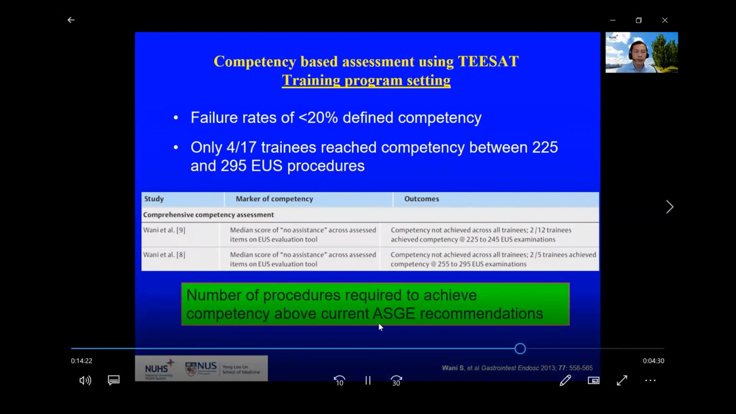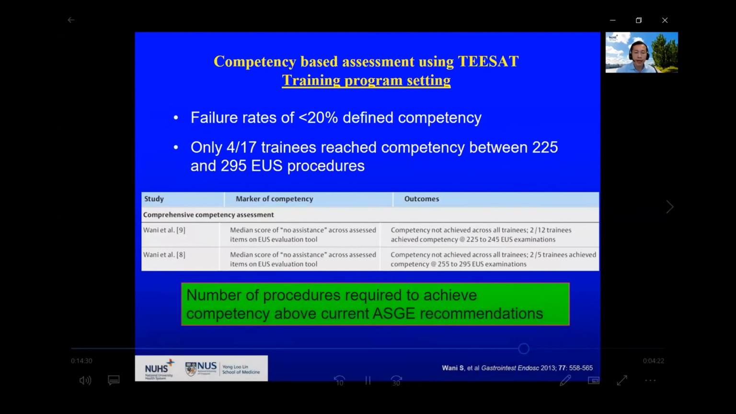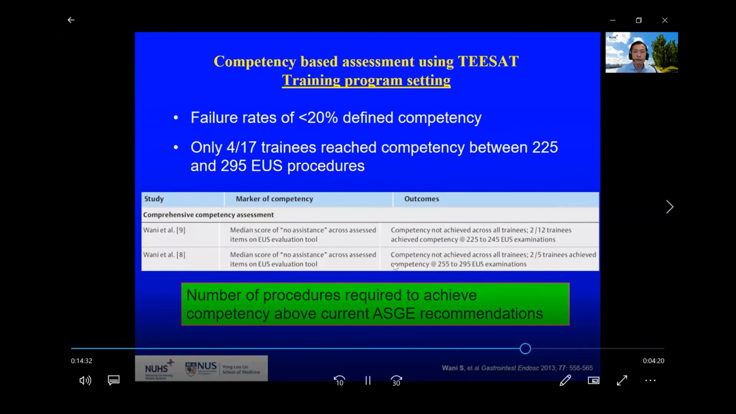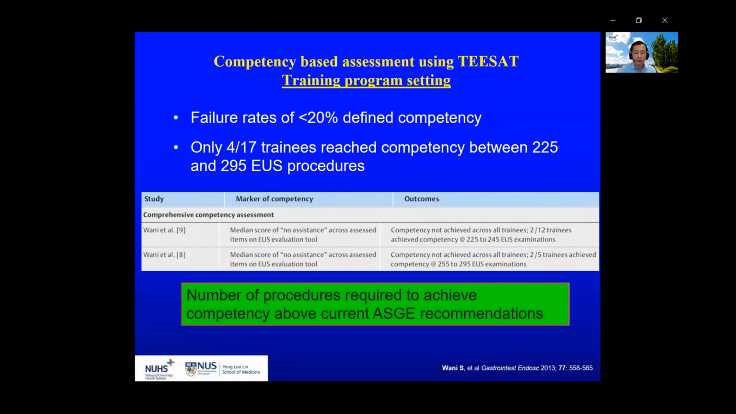So this is why the authors concluded that the number of procedures required to achieve competency was far greater, higher than the current ASGE recommendations. So the majority of trainees were not considered competent if you just look at procedures of between 200 to 300 EUS procedures.